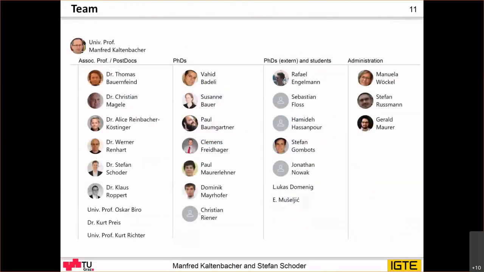That's the team currently, so we are growing and hopefully have also attractive possibilities for you concerning a possible PhD and clearly in the near future master thesis.